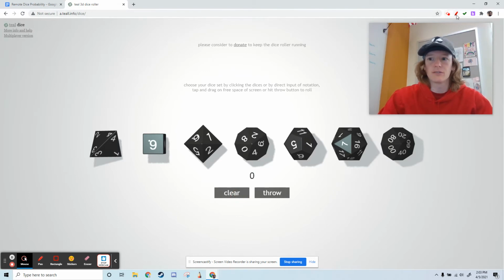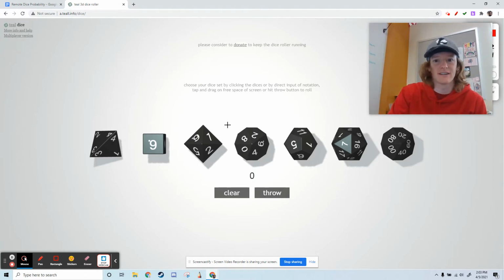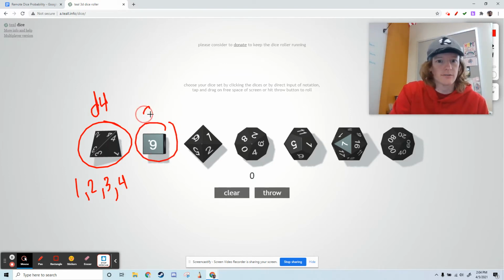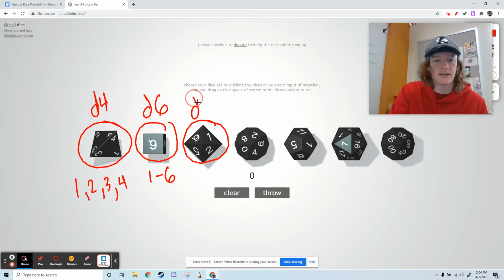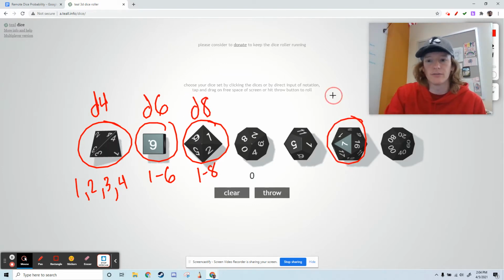If we do use this tool, because you don't have D&D dice at your house, or 4-sided, 6-sided, 8-sided, and 20-sided, you'll use the 4-sided. This is a D4. This goes 1, 2, 3, and 4. You'll use a D6, which does 1 through 6. We'll use a D8, which goes 1 through 8. And we're going to use a D20, which is 1 through 20.